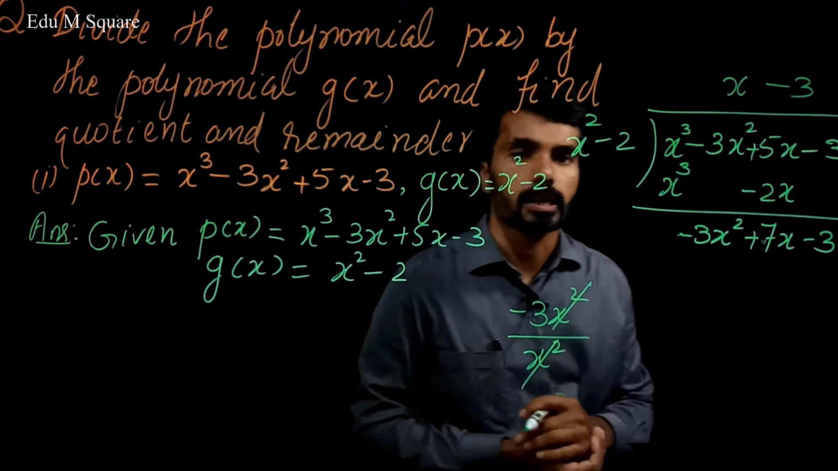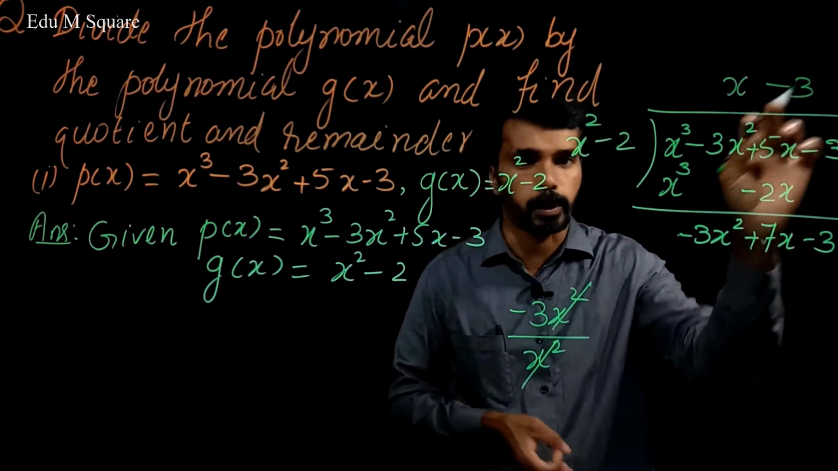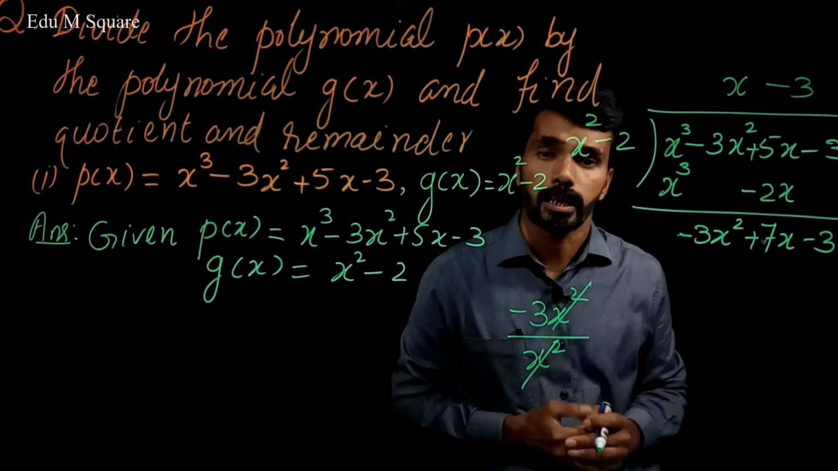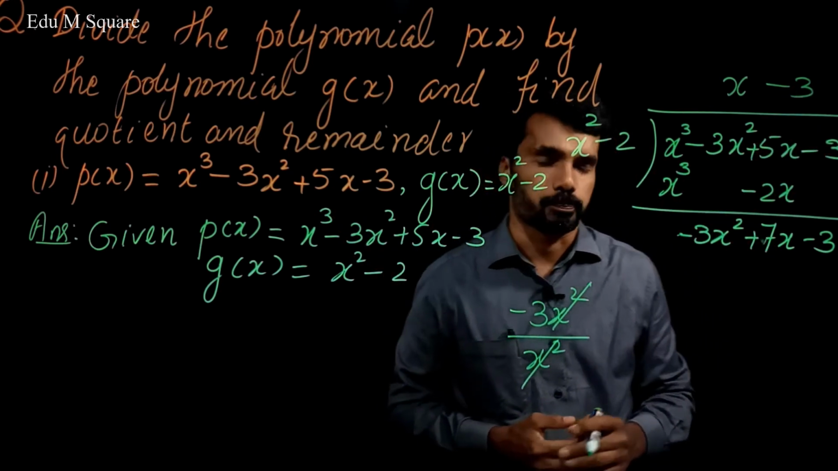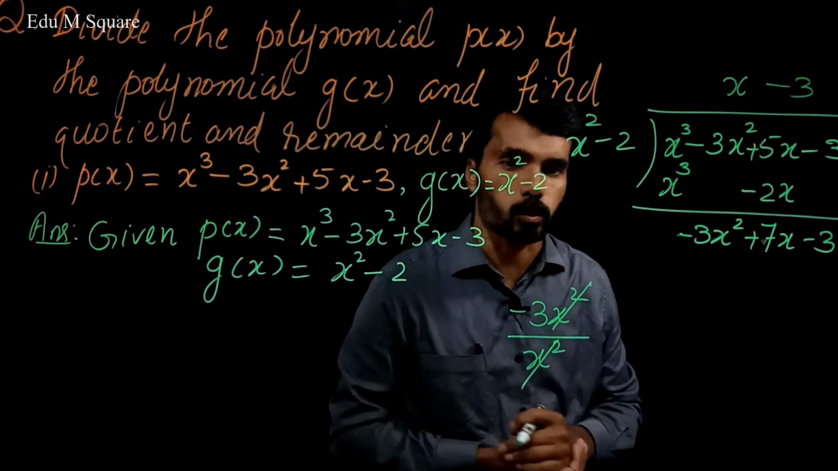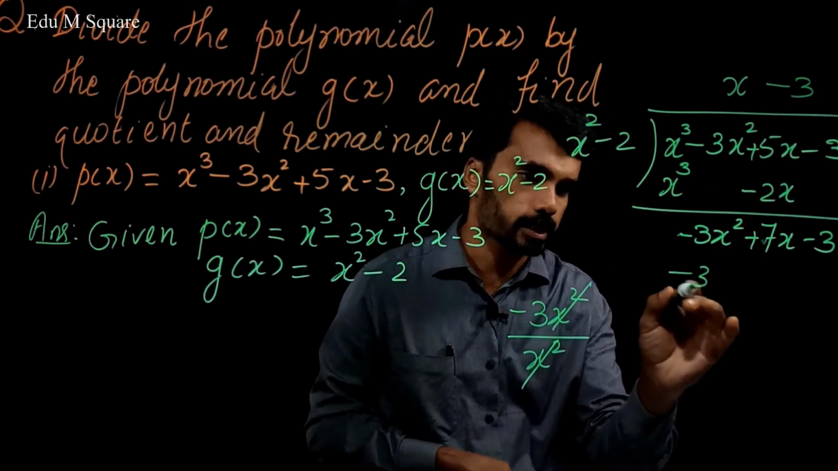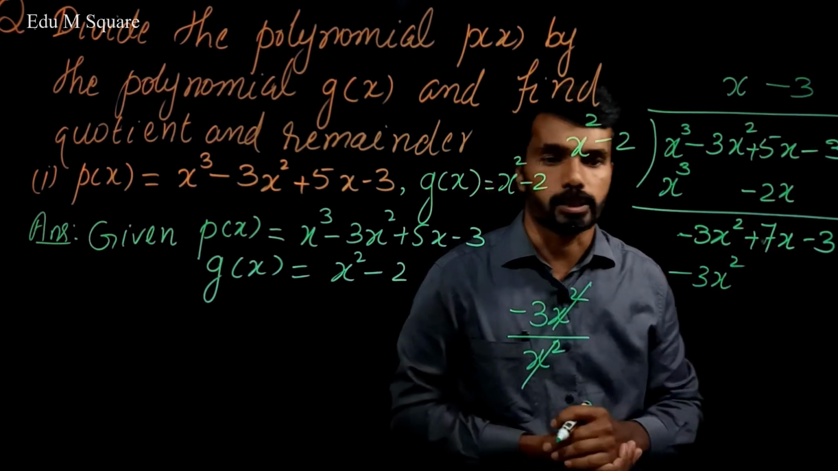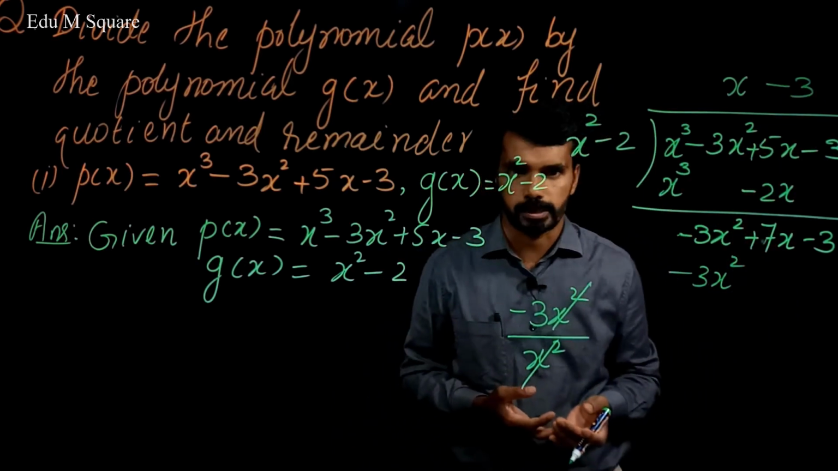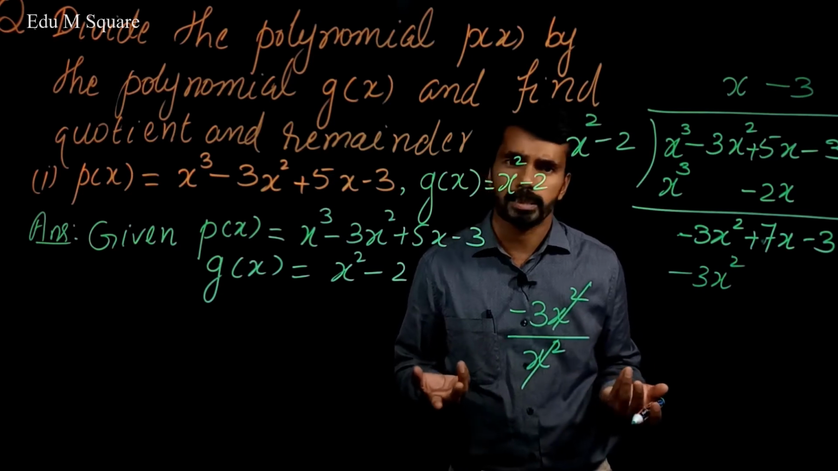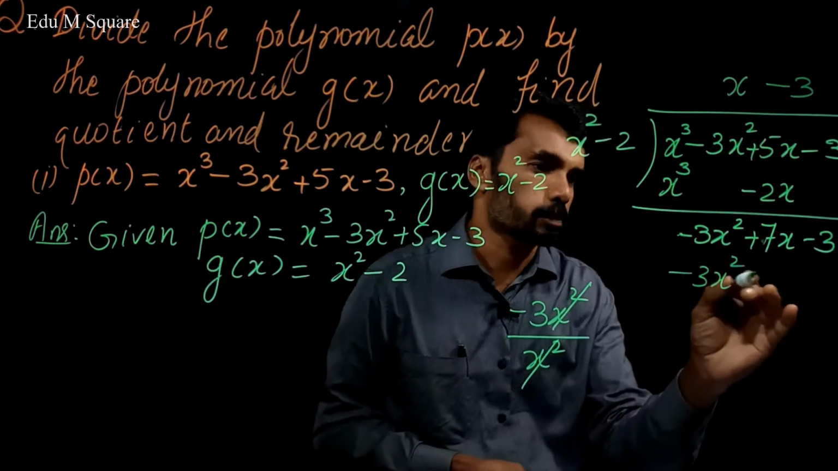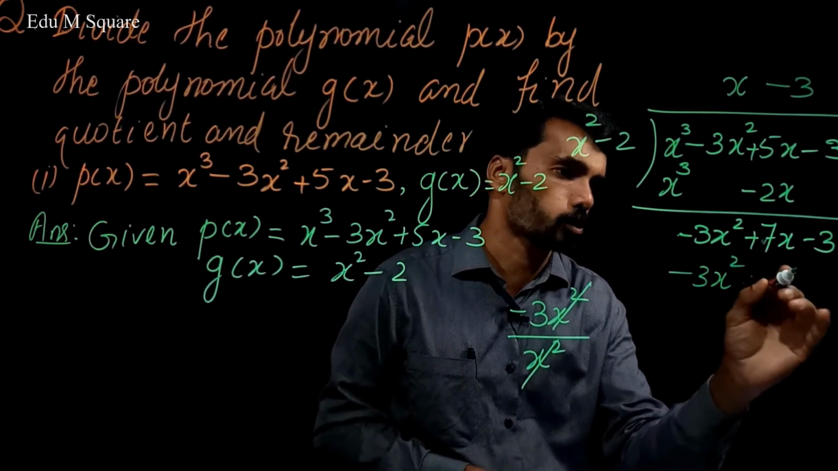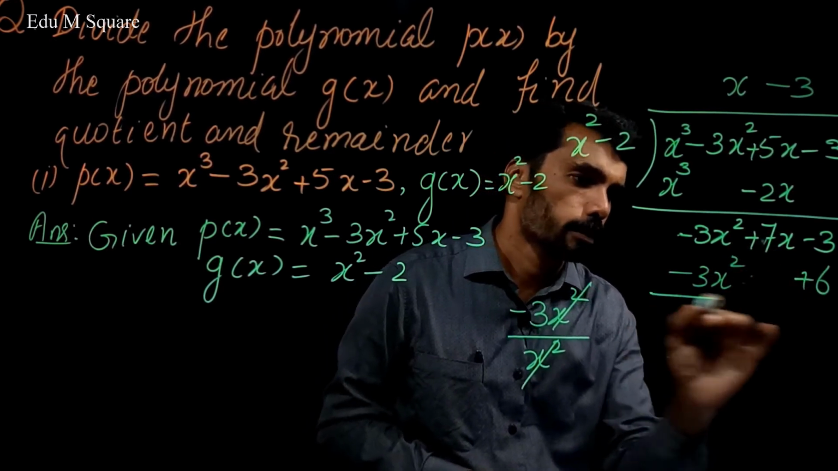Again we continue the division process. That is, we multiply this minus 3 by each term in the divisor, right? So minus 3 into x square, that is minus 3x square. Then minus 3 into minus 2. Minus into minus, plus. 3 into 2 is 6. So this is plus, so again you have to write here plus 6.